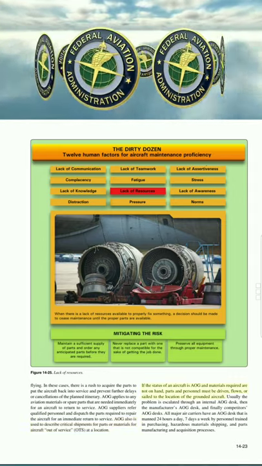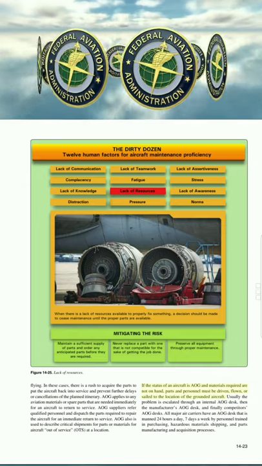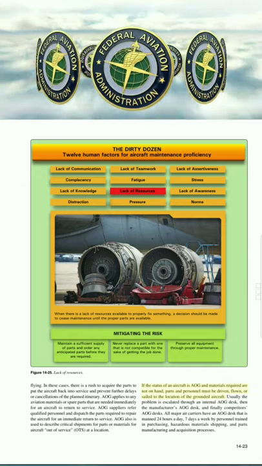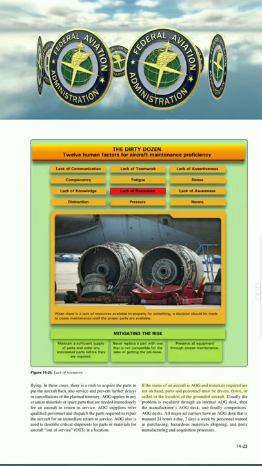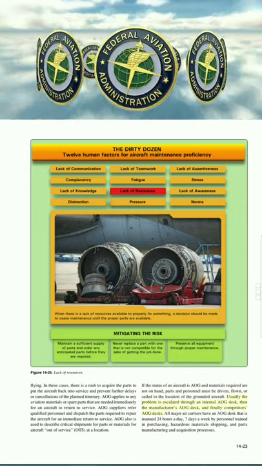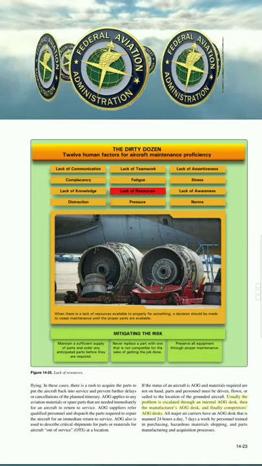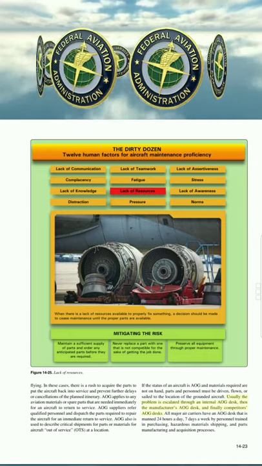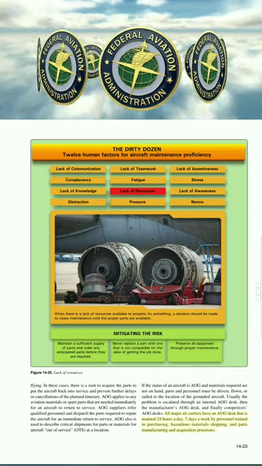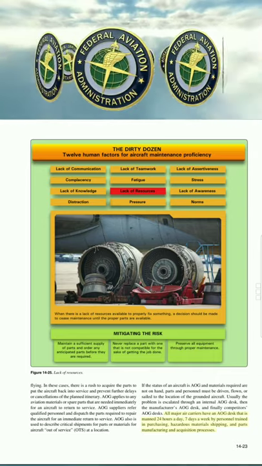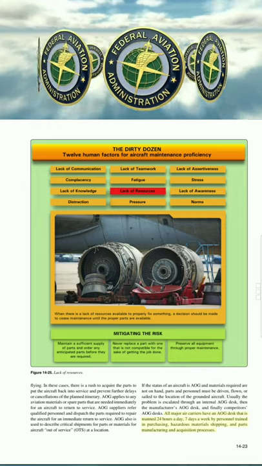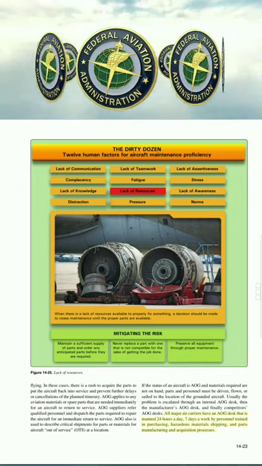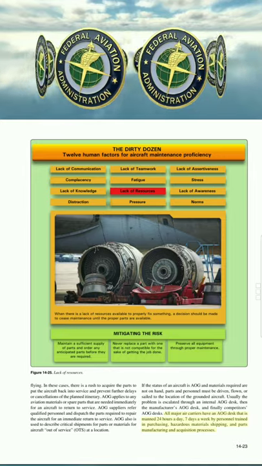location. If the status of an aircraft is AOG and materials required are not on hand, parts and personnel must be driven, flown, or sailed to the location of the grounded aircraft. Usually the problem is escalated through an internal AOG desk, then the manufacturer's AOG desk, and finally competitors' AOG desks. All major air carriers have an AOG desk that is manned 24 hours a day, 7 days a week by personnel trained in purchasing, hazardous materials shipping, and parts manufacturing and acquisition processes.